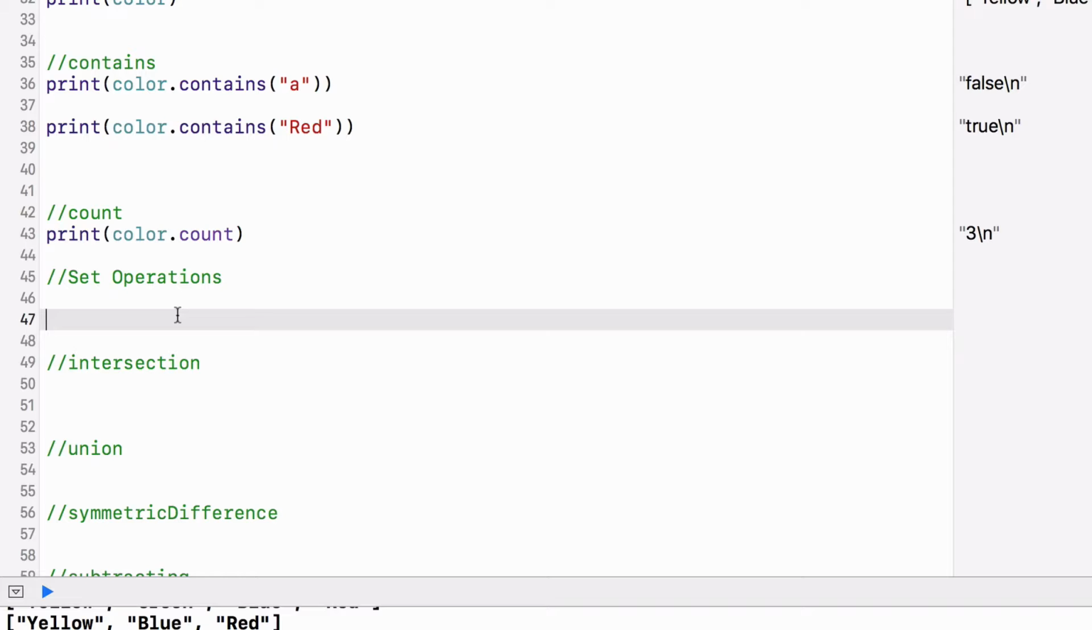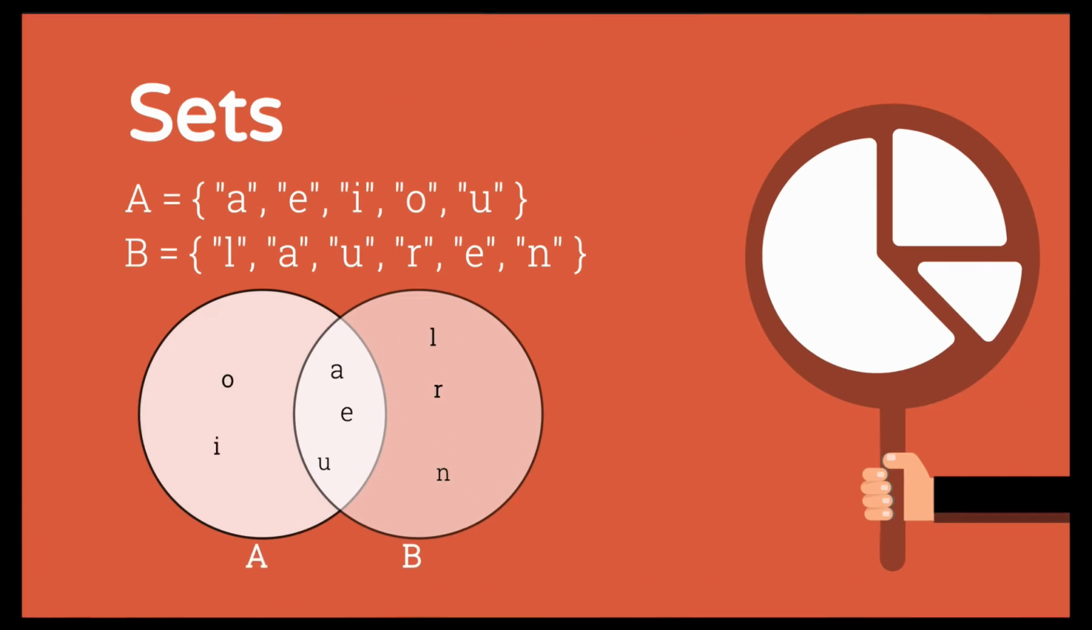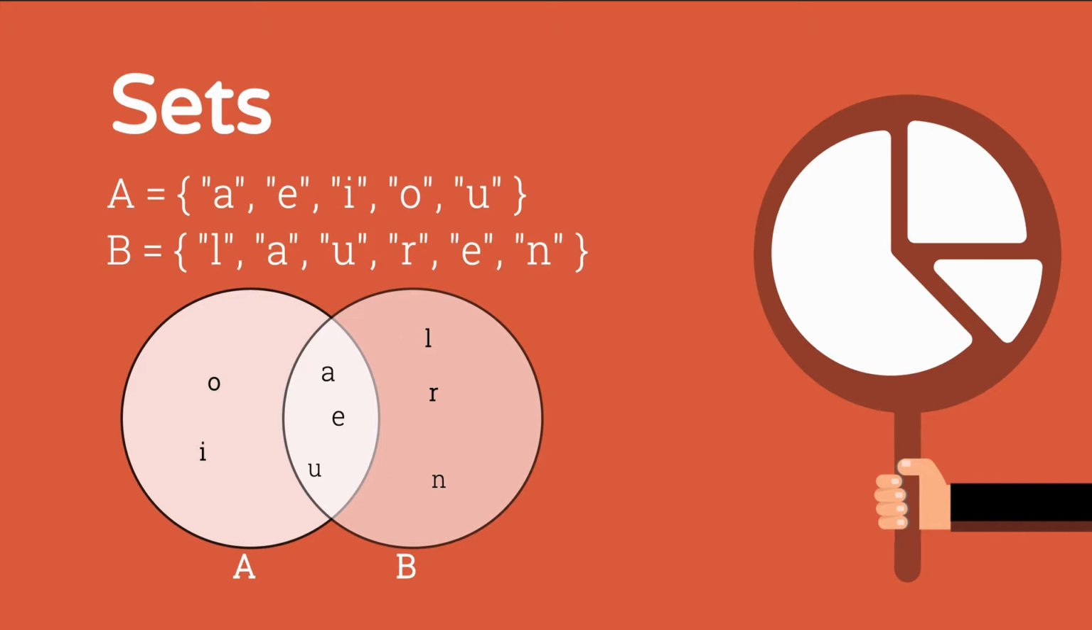Apart from these operations, there are certain operations that can be performed on sets only. The operations that we have studied in maths, like union, intersection, difference, A minus B, etc. Let's see one by one all of these operations. Consider two sets, set A containing A, E, I, O, U and set B containing L, A, U, R, E, N characters. The two circles here denote sets A and B.